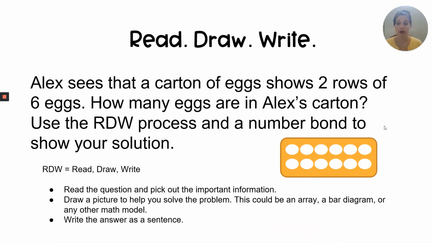Let's move on to our read, draw, write question. So this one we'll do together. Remember, when we read, draw, write, we read the question and pick out the most important information first. Then we draw a picture to help solve the problem. Now, unless the question specifically directs you to draw a specific model, it'll be up to you to decide what would be the perfect model. But it could be an array, a bar diagram, it could be any math model. The third step is to write the answer as a sentence. Remember, when we're answering a math question, we want to use our words to describe exactly how we arrived at our solution.